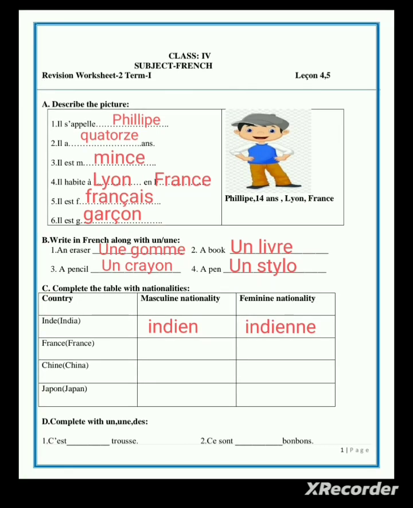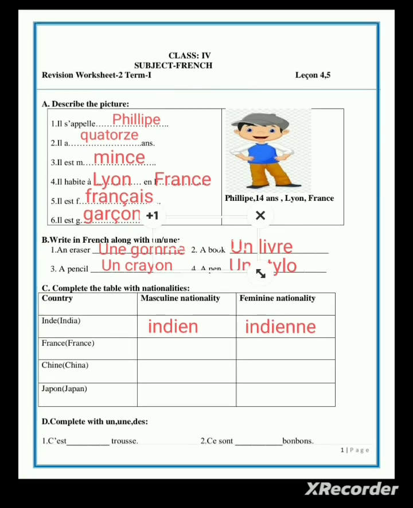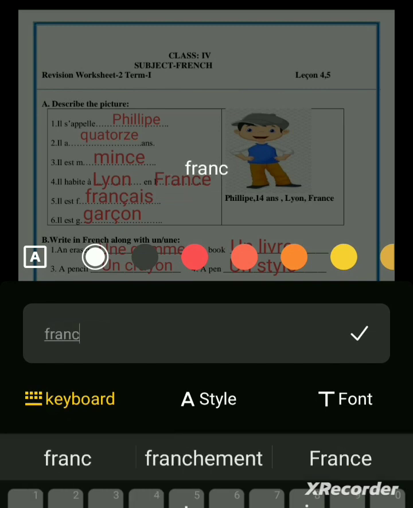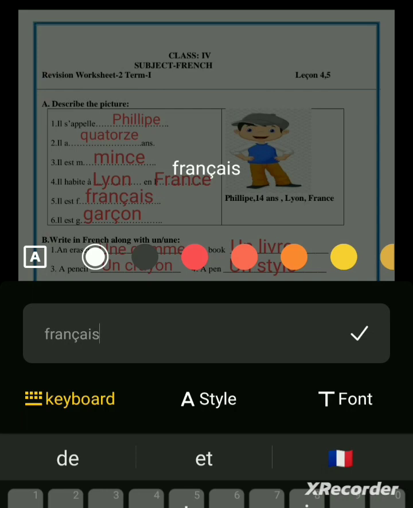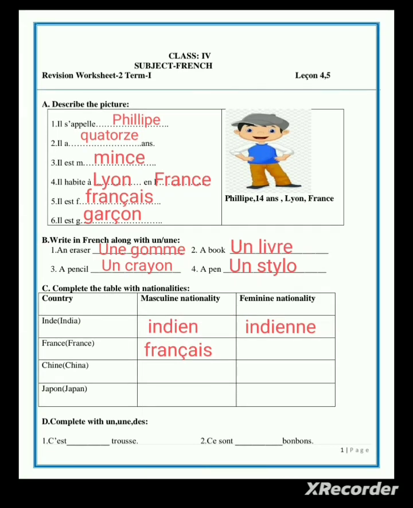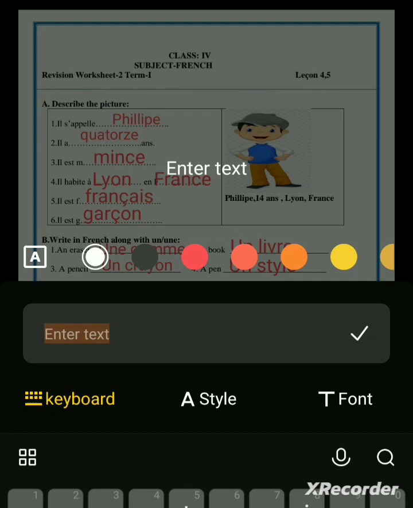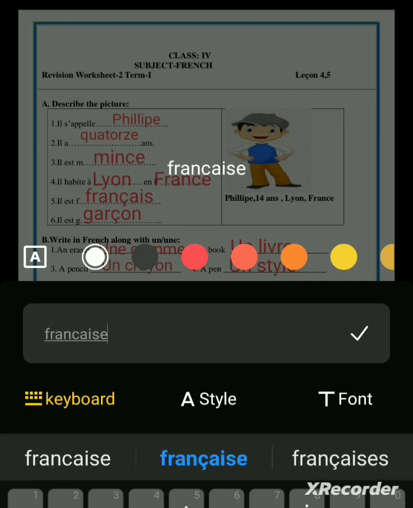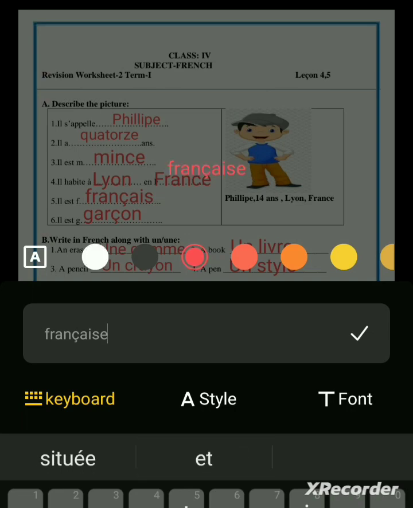So come to the second one, France. Now the people who live in France, they are French. So how we say that? For masculine we say français. And for making the feminine form, we will add E at the end with the same spellings. Français, française.